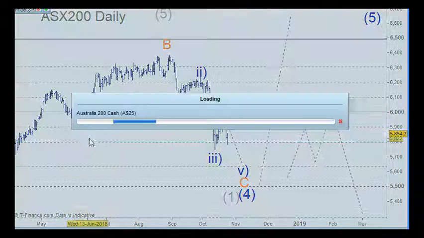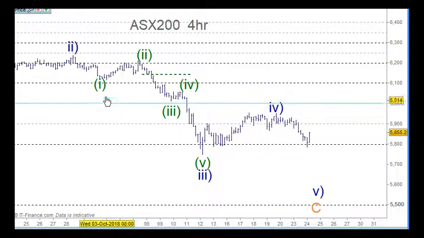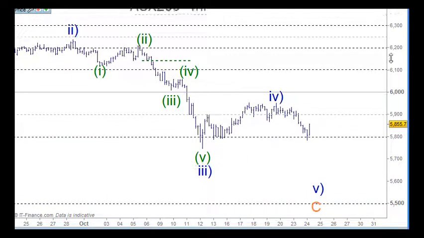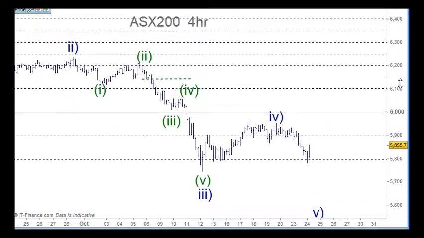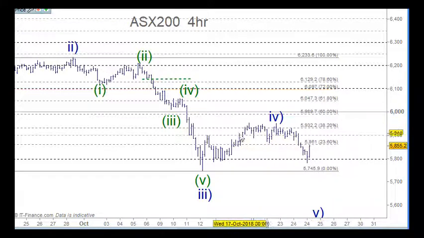So on the 4-hour chart here, we're looking at it from the top here as wave 1 and 2. And it counts quite nicely down as 1 and 2 here, and 3, 4, and 5 here for the third wave. The fourth wave was quite good to us because it pulled back to the 38.2% in this instance. So it was all kind of nice and fitting.